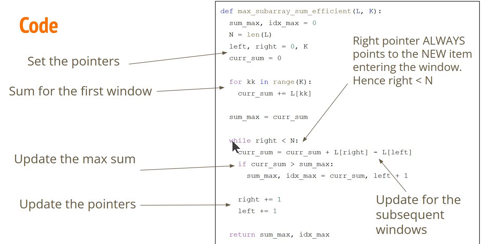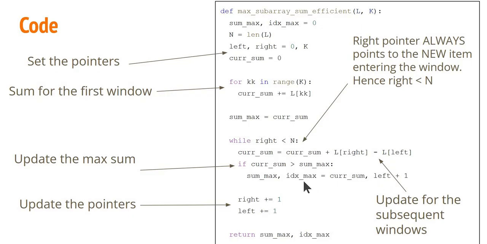However, the moment I am entering the while loop, remember my left inside the while loop is pointing to the item that is leaving, which means my window actually starts from left plus 1, and hence I will return left plus 1.